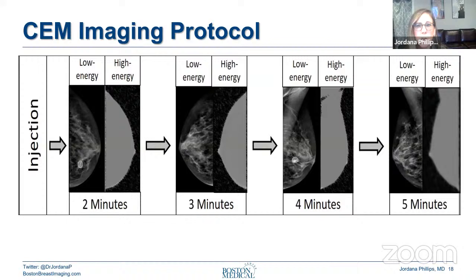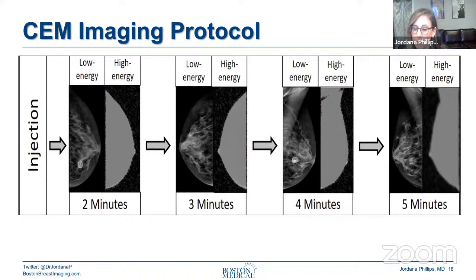So this is how a contrast mammogram is acquired. So again, we start with an injection. IV line goes in the arm. We inject iodinated contrast material at a dose of 1.5 cc's per kilogram and at a rate of 3 cc's per second through a power injector. 2 minutes from the start of the injection, we start acquiring the standard four images of a mammogram.